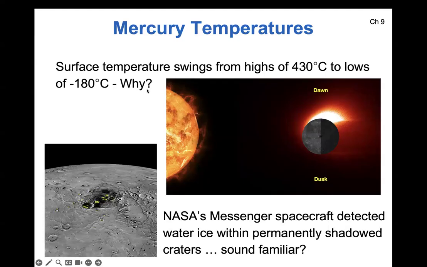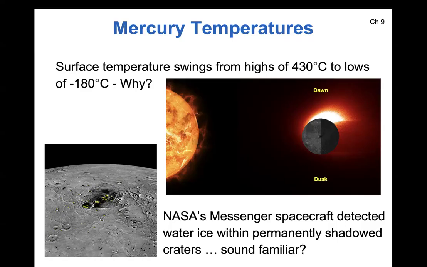Why? Well, first of all, being close to the sun, but also having no significant atmosphere. It has a tiny amount of atmosphere created by dust. One of the discussion questions gets into that, and it's content that you can see in the book. So there's this very, very thin atmosphere.